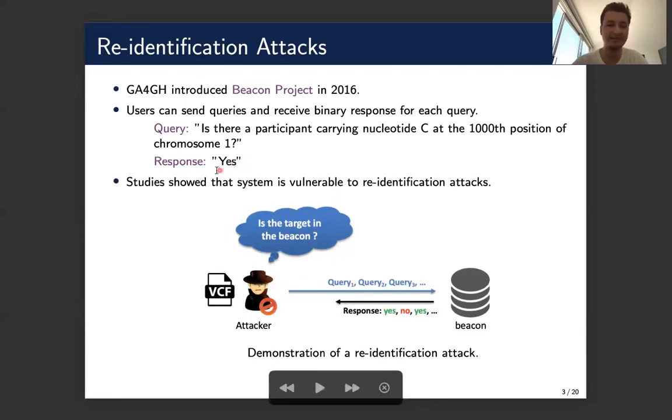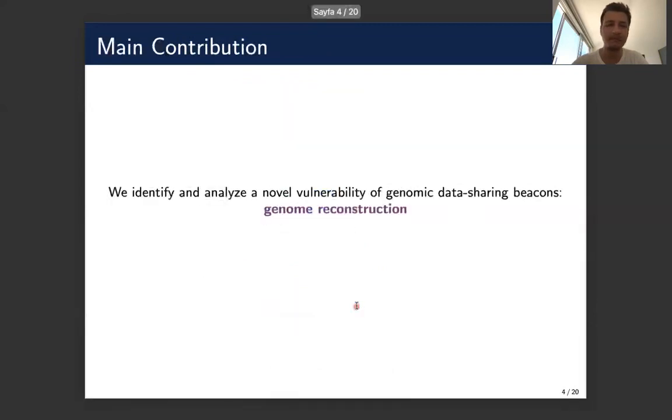Several studies show that this beacon system is vulnerable to something called re-identification attacks. In that attack scenario, the attacker wants to learn whether a particular victim belongs to a particular beacon or not by sending some structured queries and using the responses for the queries. Today, I will present our newly proposed attack, which is called the Genome Reconstruction attack. Basically, in that attack scenario, the attacker wants to partially reconstruct the genome of the victim, and by using that partially reconstructed genome, the attacker initiates a re-identification attack.